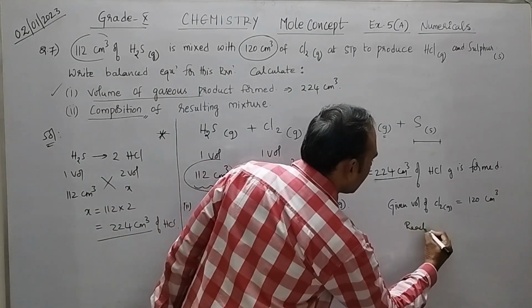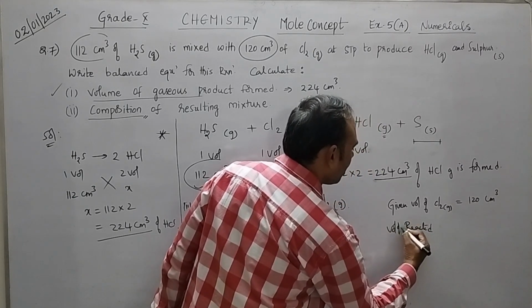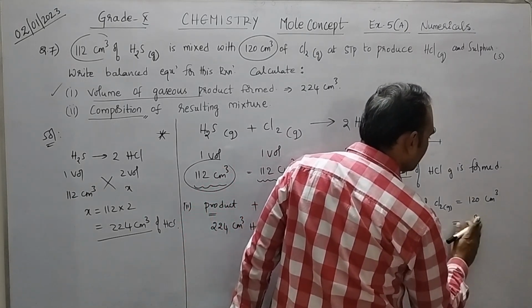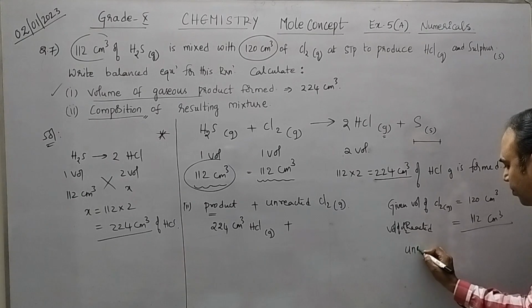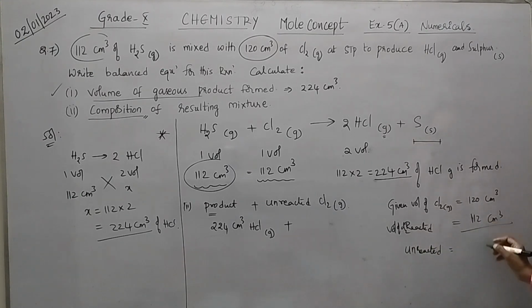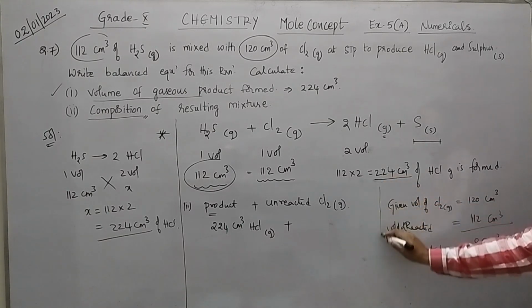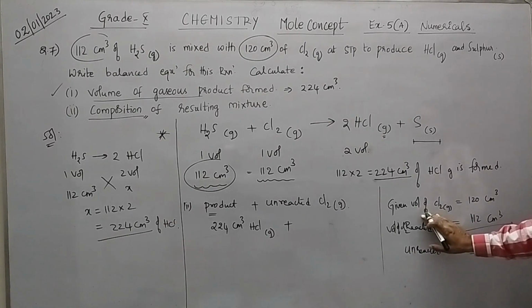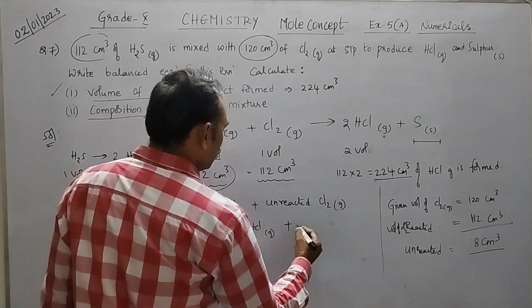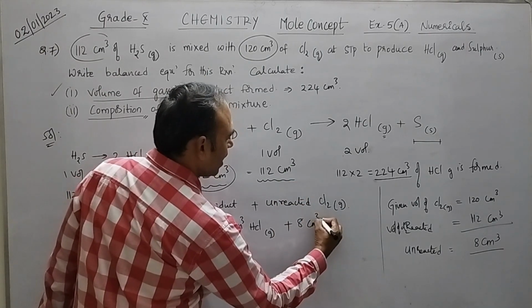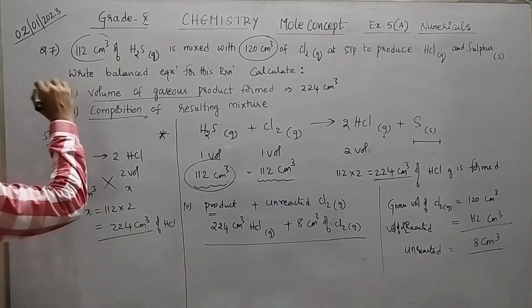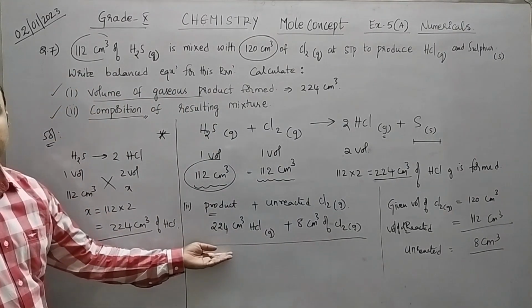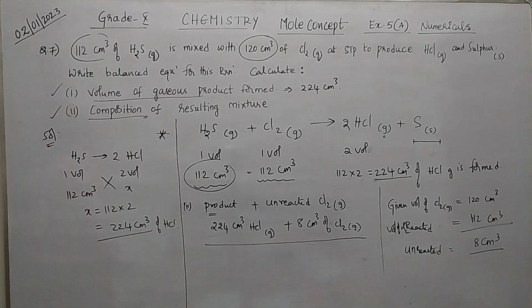How much volume is reacted? So volume of chlorine reacted is nothing but 112 centimeter cube. So how much volume of Cl2 is unreacted? If you subtract this, you will get 8 centimeter cube. Hope you have understood this. To calculate how much chlorine is unreacted, given volume minus reacted chlorine. So in the reaction mixture, we have 8 centimeter cube of chlorine gas. So this is your reaction mixture. Second question, so we have solved this. Hope you have understood.